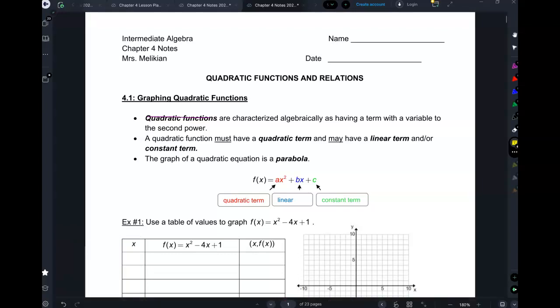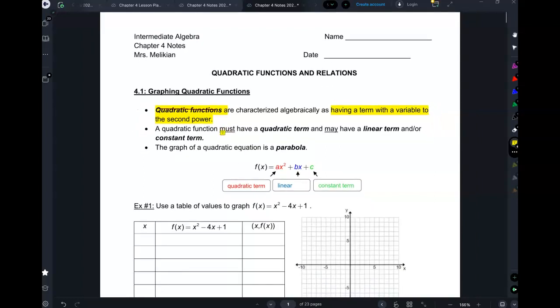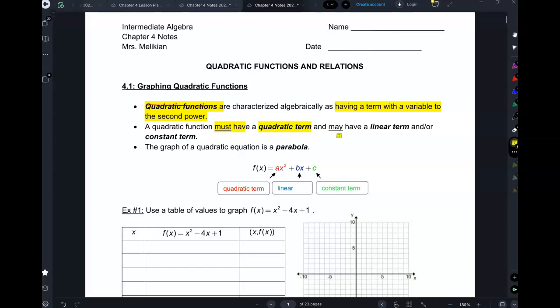Right, so a quadratic function is something that has a term with a variable to the second power. So you'll always see an x squared in a quadratic function. To be a quadratic function, it must have a quadratic term, otherwise it won't be a quadratic function. And then it may have a linear term or also a constant term. And we know that the graph of a quadratic function is always a parabola.